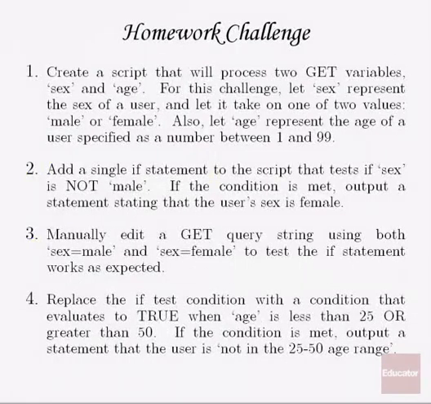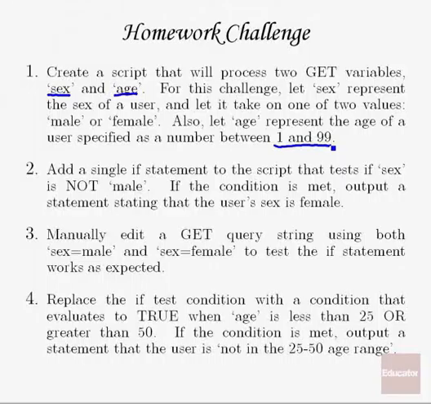So for today's homework challenge, I'm going to have you create a script that accepts two GET variables, one called sex and one called age. For this challenge, we want the sex variable to take on one of two values, male or female, and then let age represent the age of a user and have it take on values between 1 and 99.